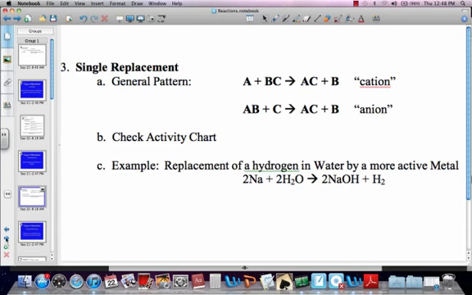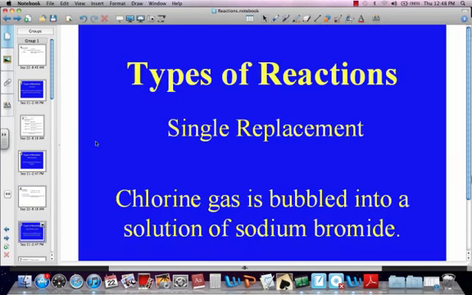On your homework, chlorine gas is bubbled into a solution of sodium bromide. This is a single replacement reaction. Write out the reaction and balance it.